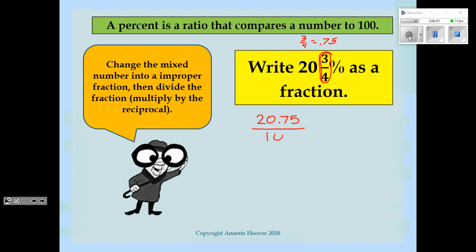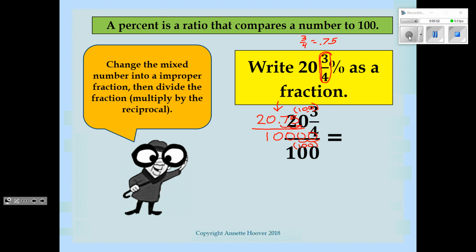Always write it over 100. Now again, we have this decimal in the numerator. This time we're going to have to move it over 2 places, which means we're multiplying it by 100, which has 2 zeros. So we have to multiply the bottom times 100 or add 2 zeros. So this is moving the decimal over 2 places. So that would give us 2,075.